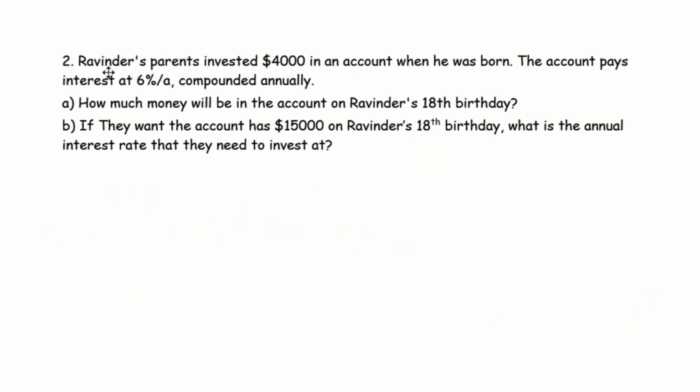So this is involving investment. $4,000 in an account when he was born. The account pays interest at 6% per annum, where p.a. means annually.